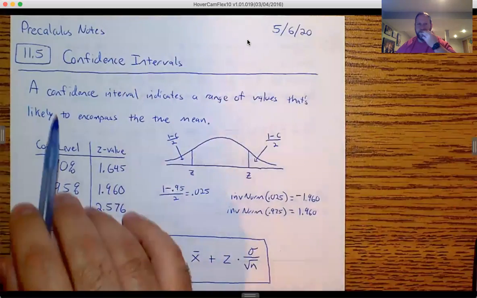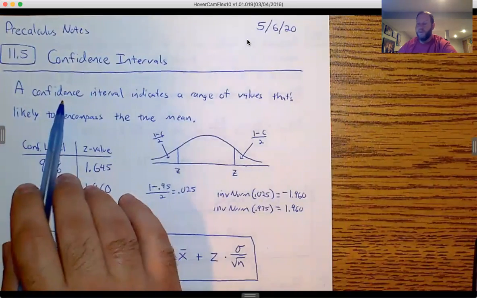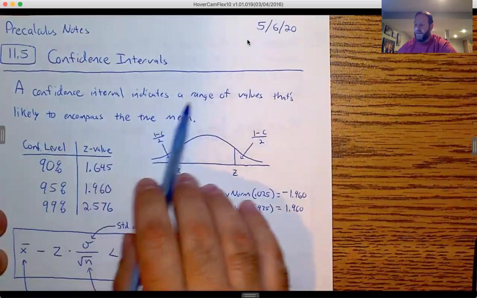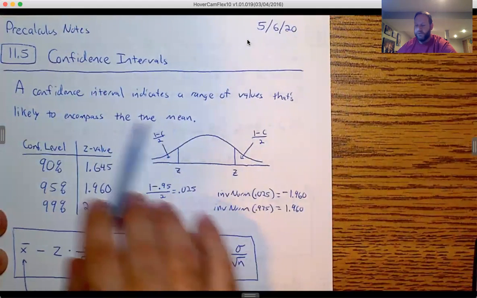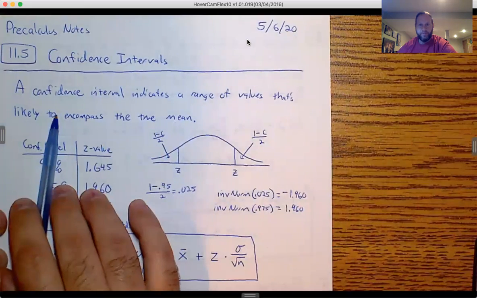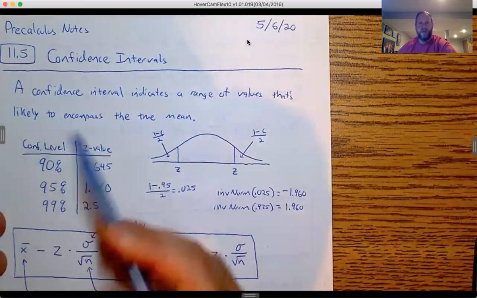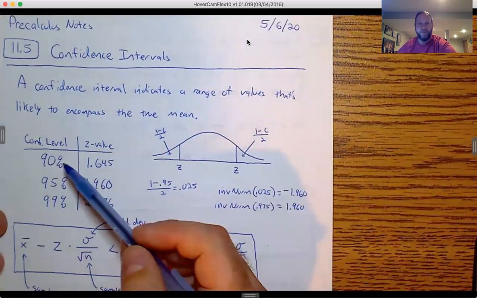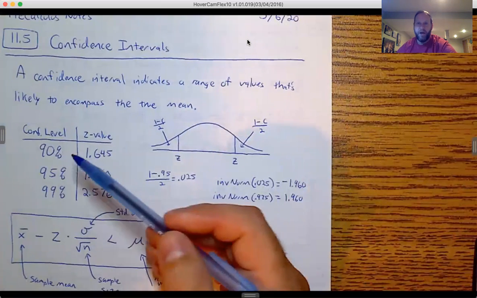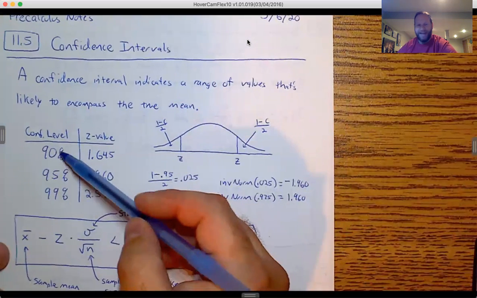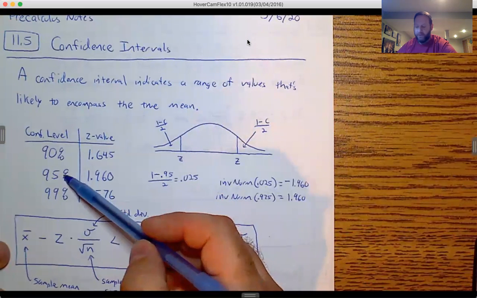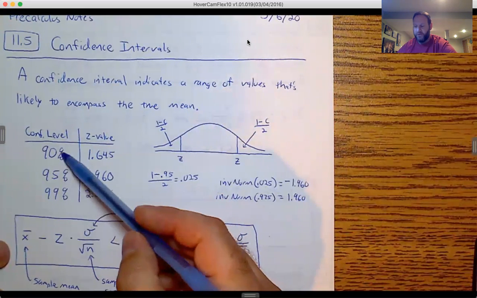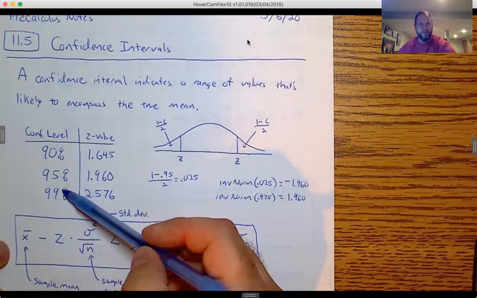So here's kind of the basic idea behind confidence intervals. A confidence interval indicates a range of values that's likely to encompass the true mean. So it gives us a range of values. Okay. So they're going to give you a confidence interval. The most common confidence intervals that you see, they can be other ones, but these are the most common ones, are a 90% confidence interval, a 95%, and a 99%. So those are the three big ones. There can be other ones.